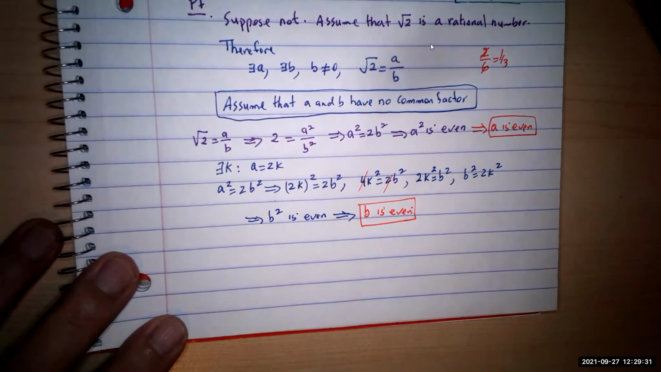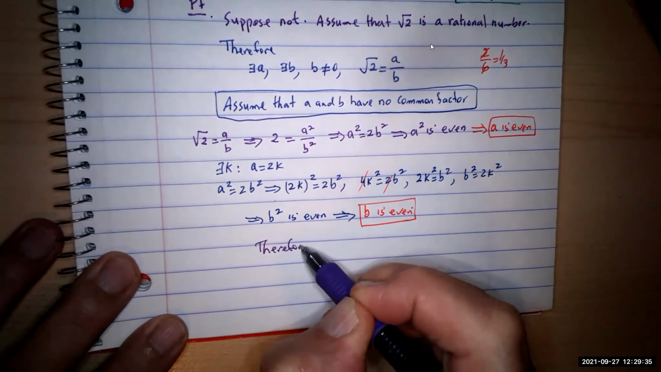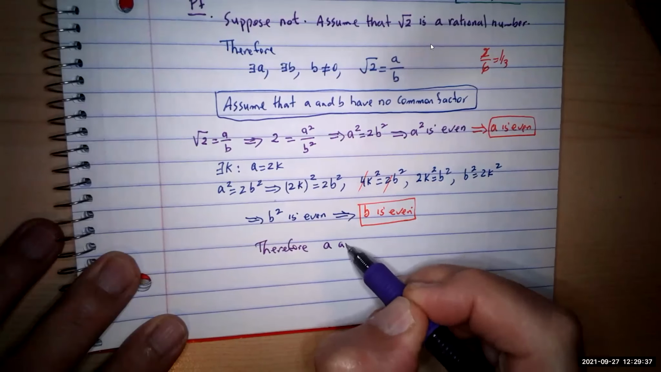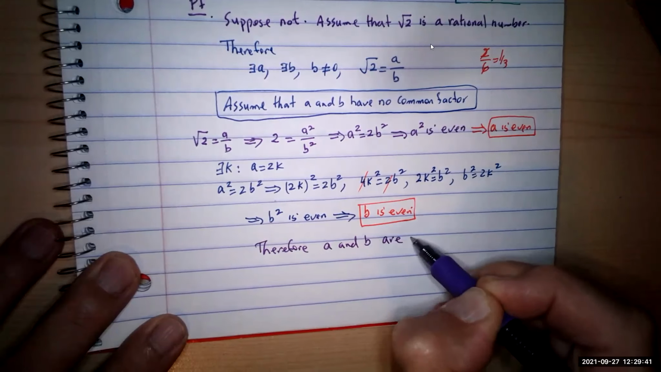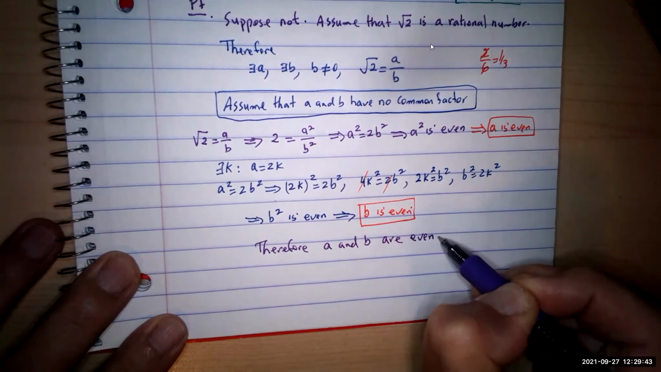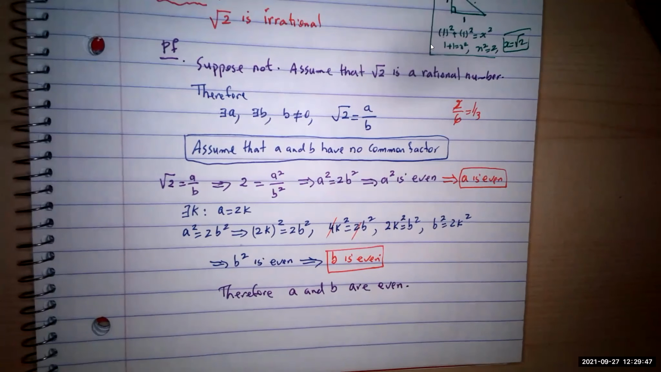So what we did, therefore, we arrive at the conclusion that a and b, both of them, are even. And this is a contradiction. Why? Anybody want to try? Because it would make it rational.